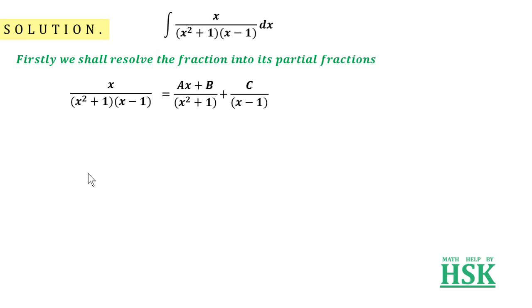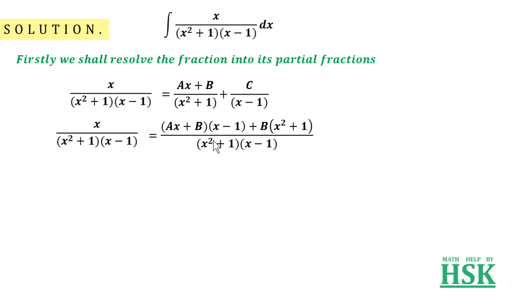Now, after this I'm going to take the LCM, the denominators being equal on both sides, left hand side and right hand side cancels. So I'm going to get this x is equal to ax plus b into x minus 1 plus c into x square plus 1. To solve the value of a, b and c, I'm going to solve this equation with the help of coefficient comparison method.